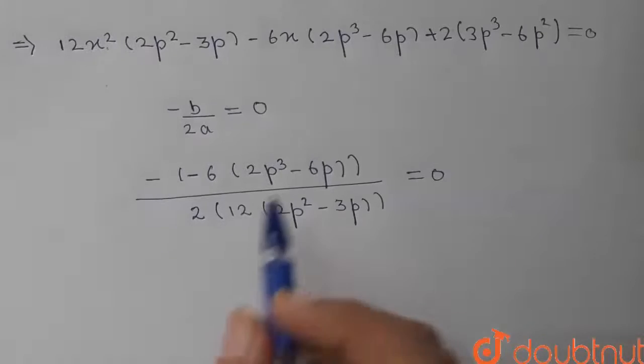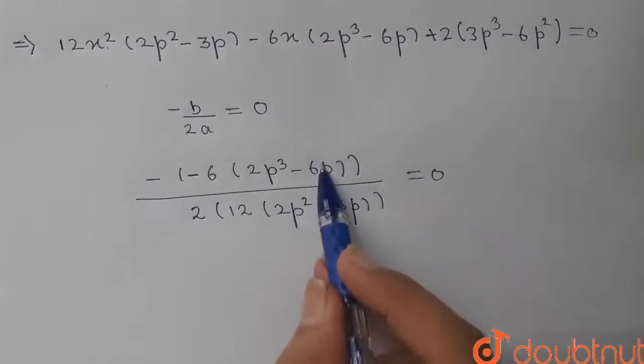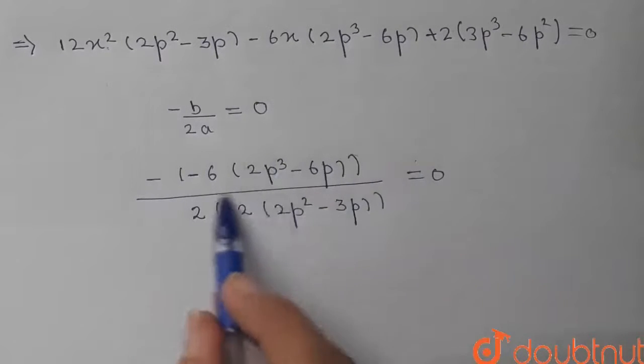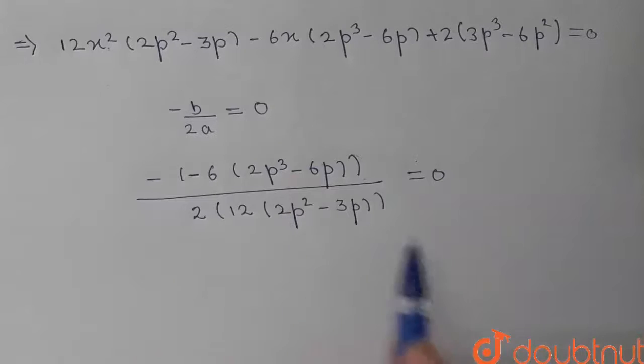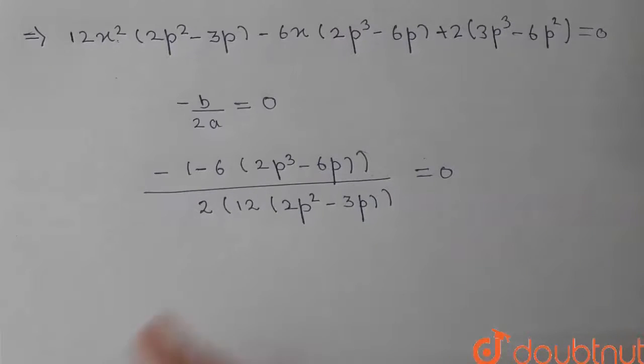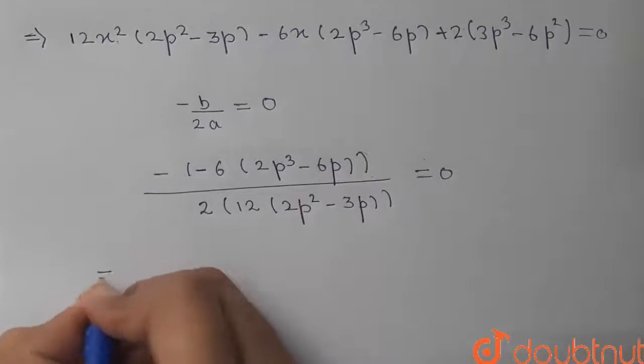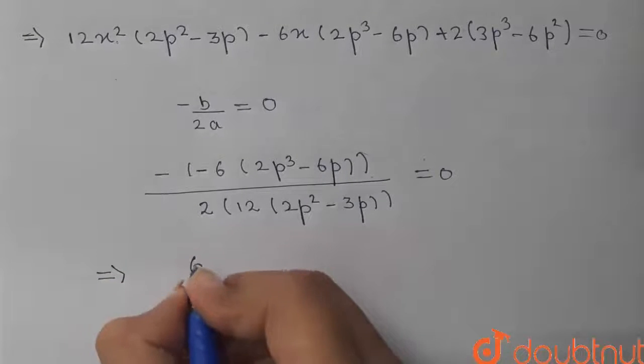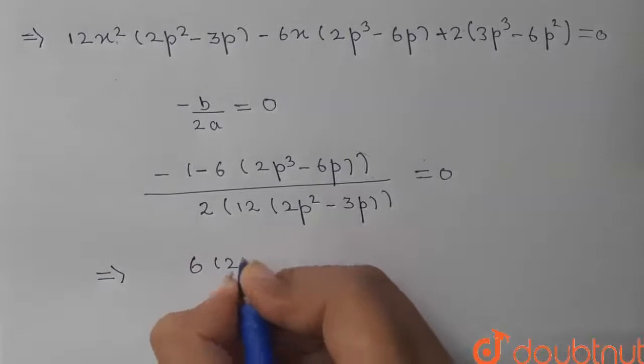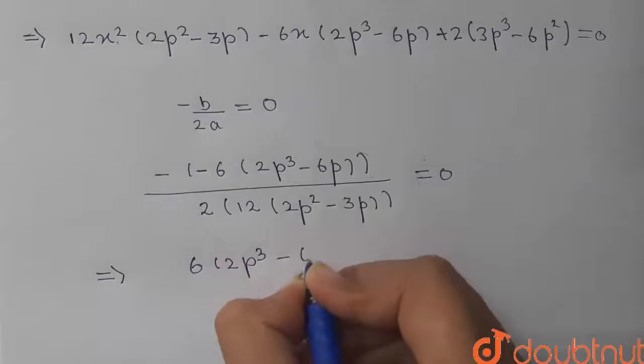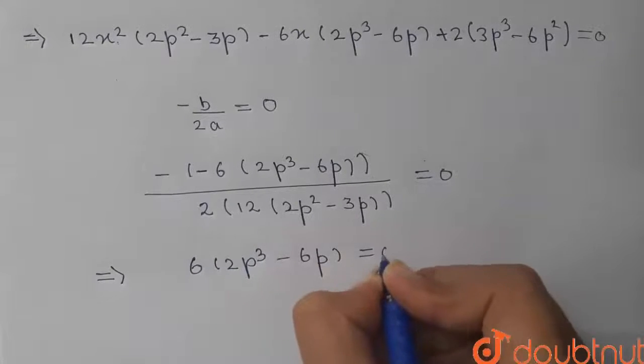So what will affect this thing, that majorly this will become 0? Only the numerator part, the denominator part won't affect this. So the value of this expression will be 0 when the numerator is equal to 0. So we are going to equate this 6 into 2p cube minus 6p with 0.